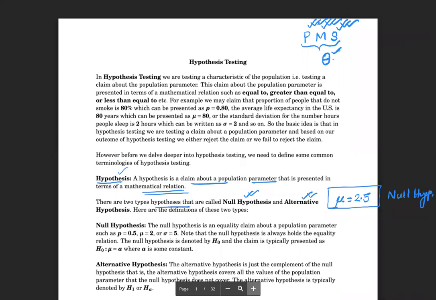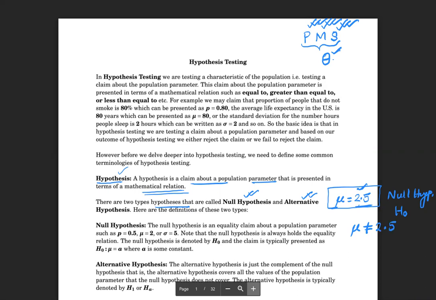That is your null hypothesis. Null hypothesis, by the way, is denoted by H sub 0. That's just a convention. Null hypothesis is mu is equal to 2.5. Now the alternative would be that mu is not 2.5.